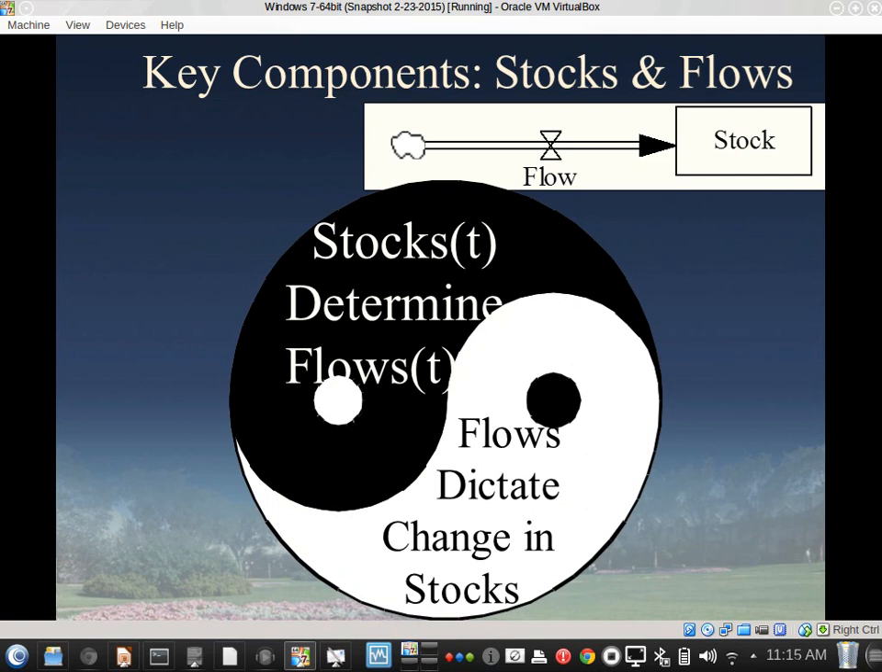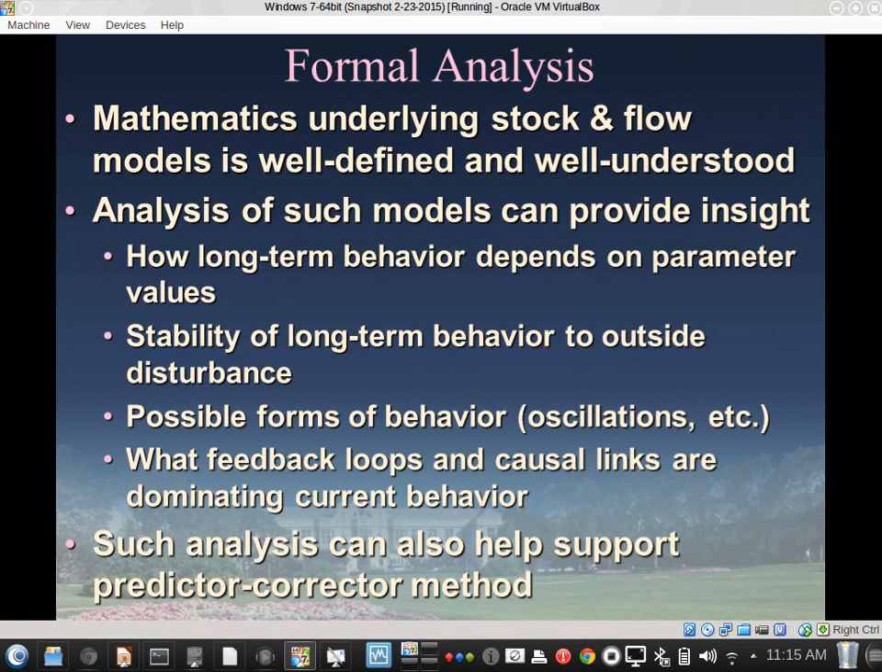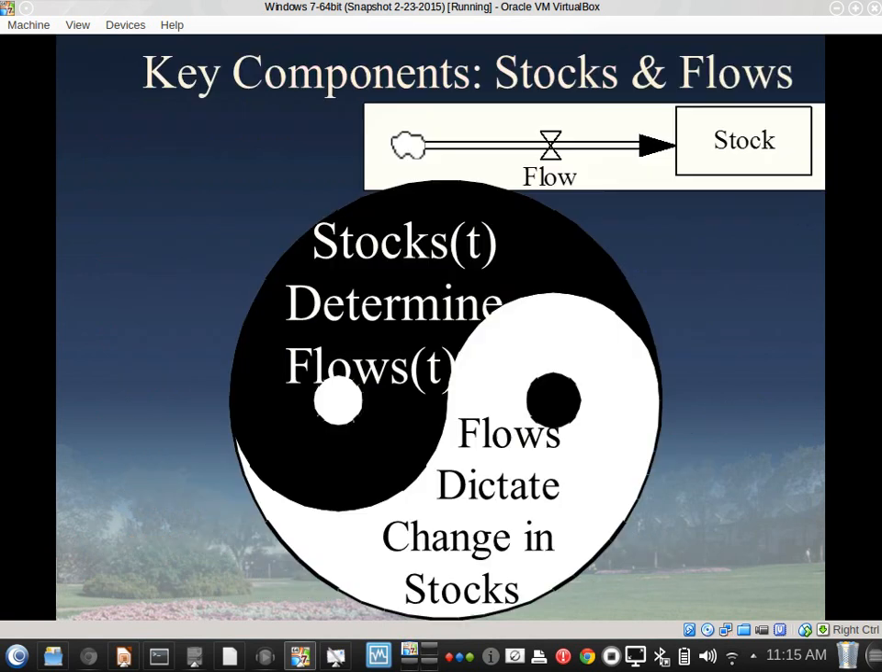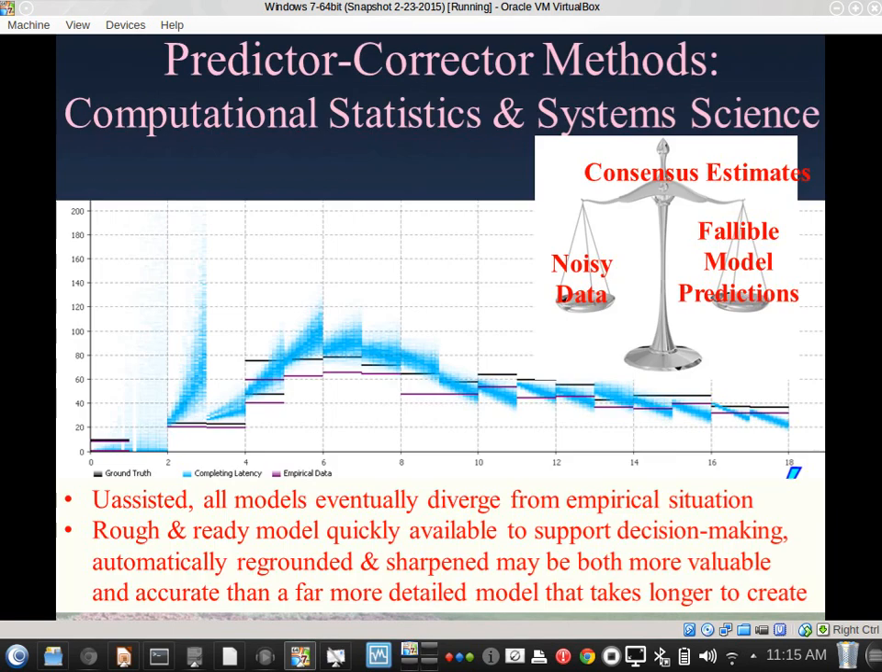But flows dictate change in stocks. The number of people under foster care now is going to depend on the number completing and the number coming in. So we have flows dictating stocks and stocks dictating flows, not in a circular way, but in a way that's pretty well defined. So it turns out that models like this, and I won't go into it, especially given the limited time and interest, are built on a rock-solid foundation of mathematics. And because of that, you can take advantage of all sorts of mechanisms to analyze them.